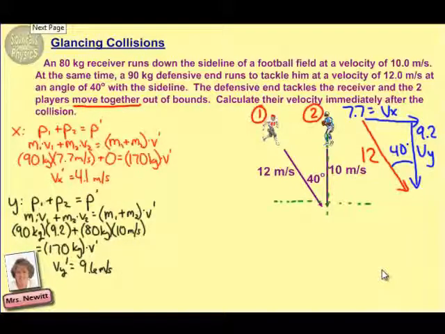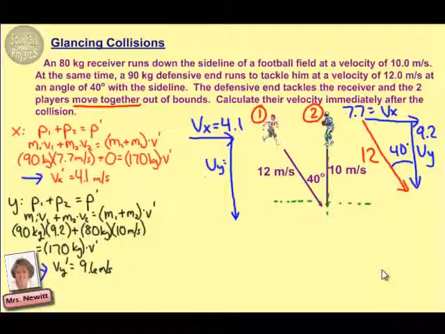Now, the final part of this question says calculate their velocity. Velocity indicates we need a resultant. What we have currently is an x component and a y component, and we need to draw those out. Notice that 4.1 is our x component of the final velocity, and 9.6 is the y component. And so our actual resultant would be at an angle. If we go back to our original problem, we see that they would collide right here.